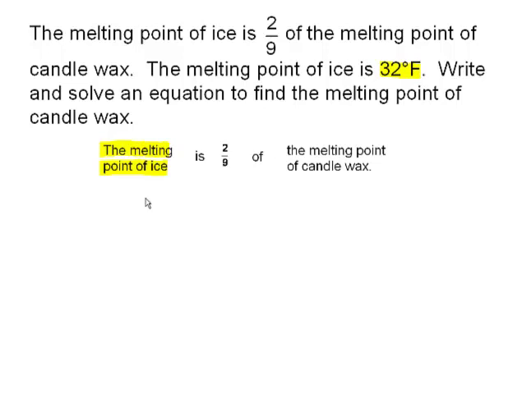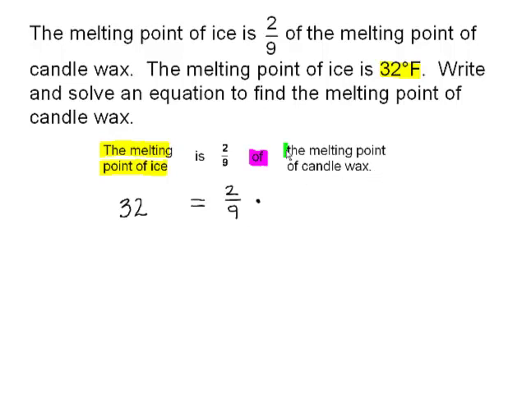So we can substitute that in for one of the values in our equation. Is represents the equal sign. So we have 32 equals. We will keep the 2/9, and now we will look at of the melting point of candle wax. Of indicates multiplication. So we have 2/9 of, which is 2/9 times the melting point of candle wax.